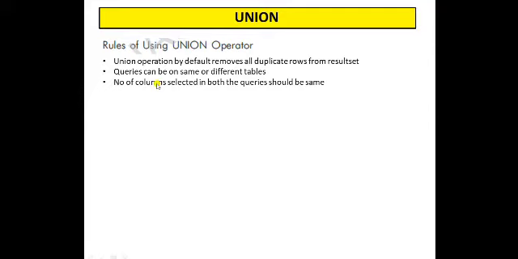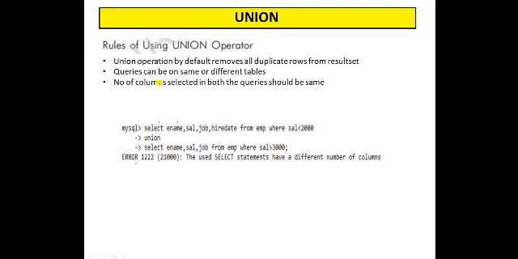Next rule says that the number of columns selected in both the queries should be the same. So whatever columns you are selecting, the number of columns should be the same, otherwise it will give an error. As you have done in the previous example, the number of columns was the same, but here, if you are seeing ename, sal, job, hire date, in the first query I have added hire date, but in the second query I have kept it the same, ename, sal, job.